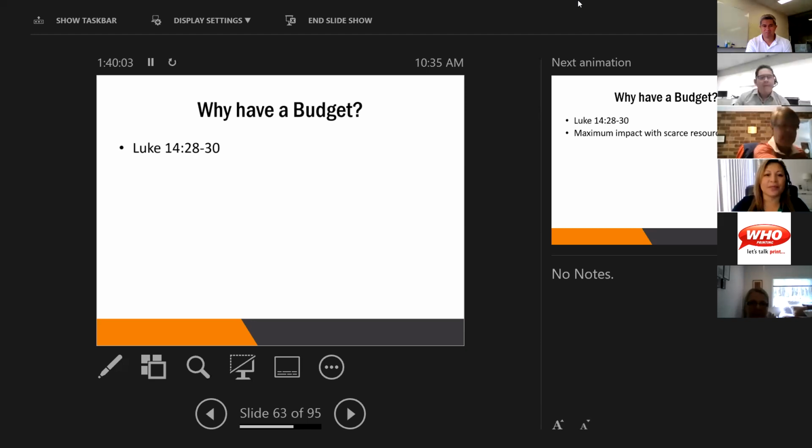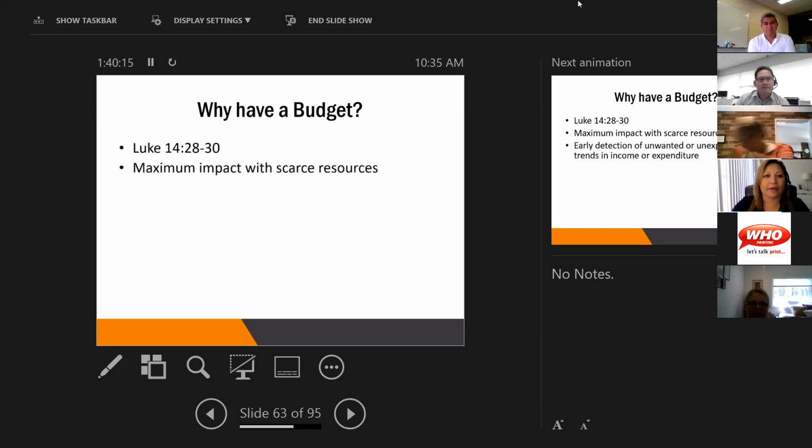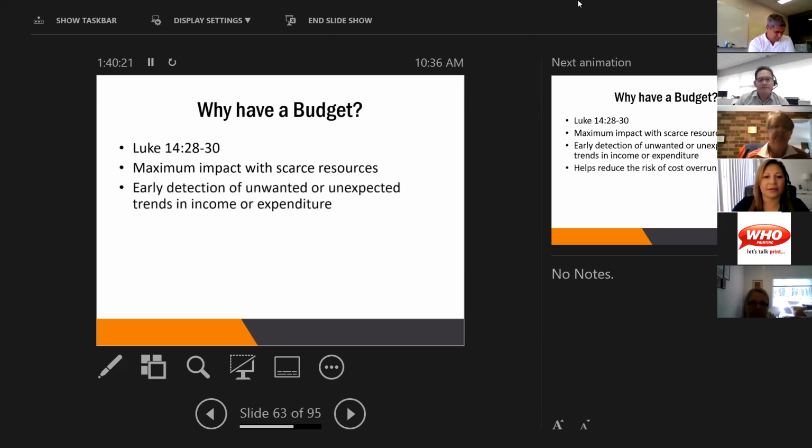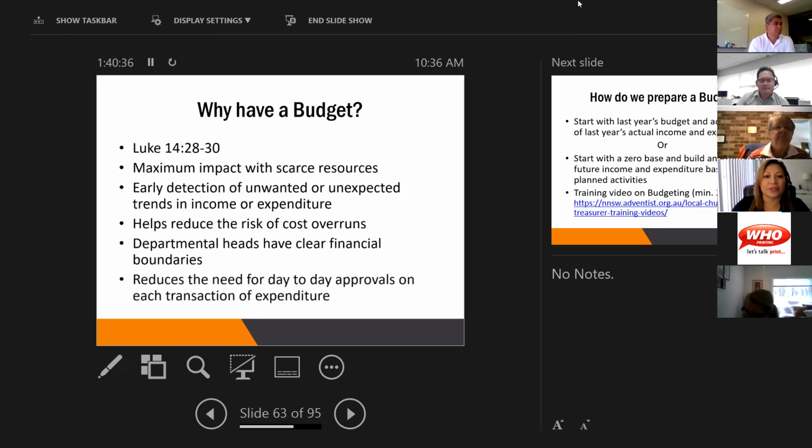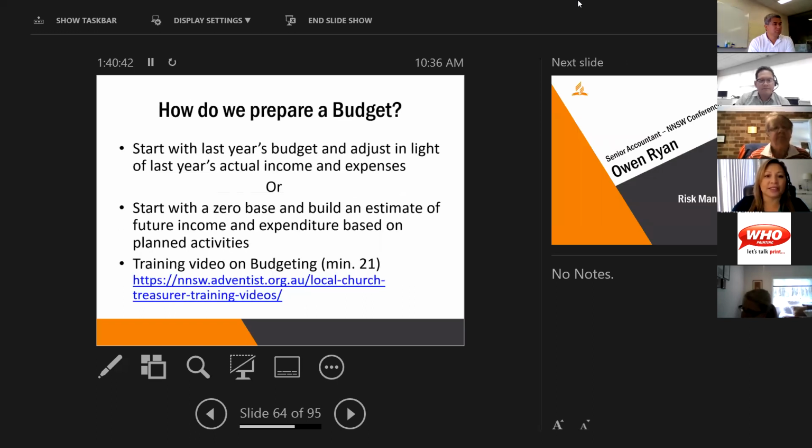Thank you. So from this passage, it is clear that we have a responsibility to be good stewards of how money is received in the church and how it's being spent. The pros of having a budget include having maximum impact with limited resources, detecting early on unexpected or unwanted trends in money coming in and money going out, so it helps reduce the risk of overspending. Departmental leaders will have clear boundaries, and it reduces the need for day-to-day approvals for every transaction. So a budget builds trust within the local church because members know where the church money is going.